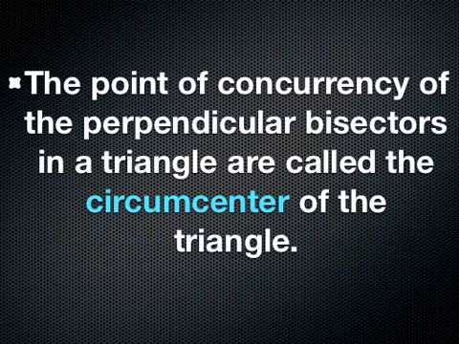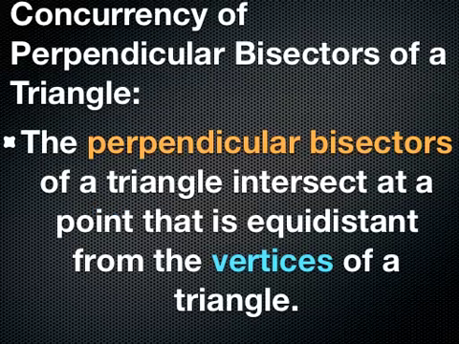The point of concurrency of the perpendicular bisectors of a triangle is called the circumcenter of the triangle. So the point of concurrency is called the circumcenter for perpendicular bisectors. The concurrency of perpendicular bisectors of a triangle theorem says that the perpendicular bisectors of a triangle intersect at a point that is equidistant from the vertices of the triangle. So when you have perpendicular bisectors, the circumcenter is going to be equidistant from the vertices.